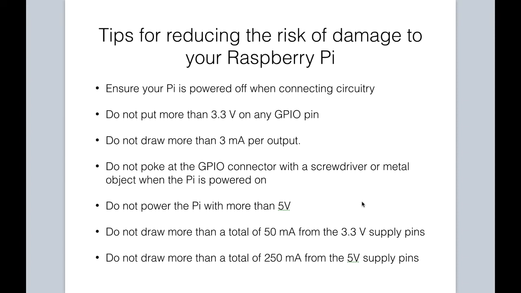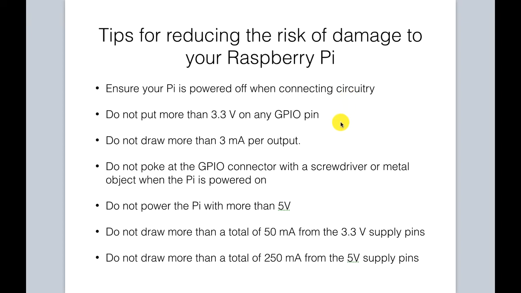Now, let me give you some tips for reducing the risk of damage to your Raspberry Pi, especially when working with GPIO pins. It should be noted that unlike Arduino, the Raspberry Pi does not have a lot of built-in fuse protection and is very fragile when it comes to working with external electronics. A good rule of thumb is to make sure your Pi is powered off and not plugged in when wiring up circuits, and double check your wiring before you boot up.